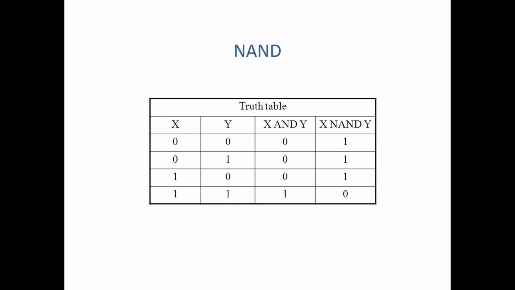NAND is just not AND. So the normal AND is only going to be true if both of your elements are true at the same time. So not AND is going to be the opposite. It's true in every other case, and false in the only case where X and Y, A and B, whatever, are true at the same time.